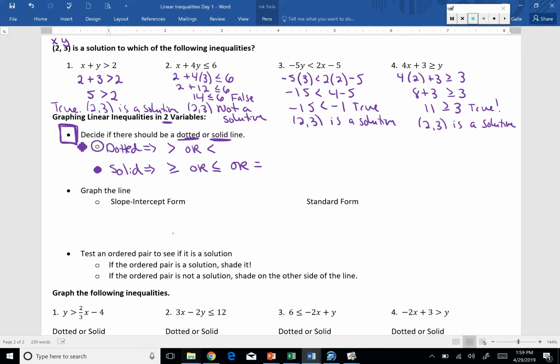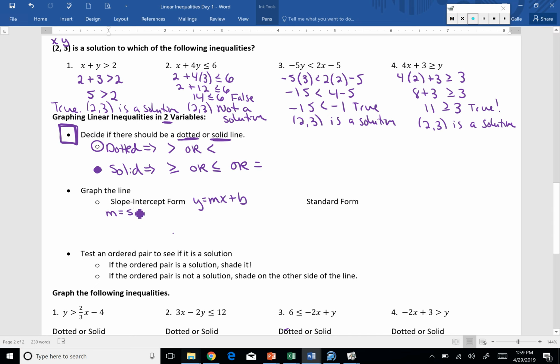The next piece of this, though, is not a new idea for us. When we actually graph our line, we have 2 different forms we could use. We did a lot of graphing last unit, but I want to make sure I refresh on these forms today with you. Slope-intercept form is when we have y all by itself, when we have a y equals. Or in this case, it might be a greater than or a less than or any of those inequality symbols. The m is our slope.